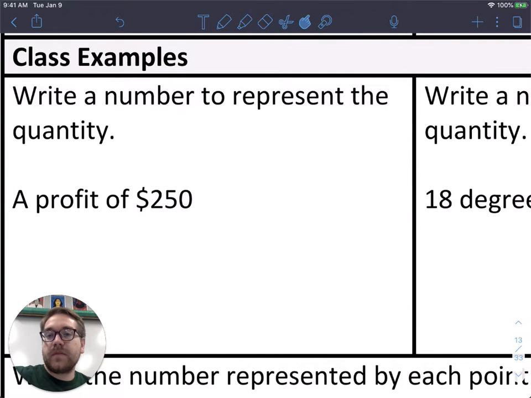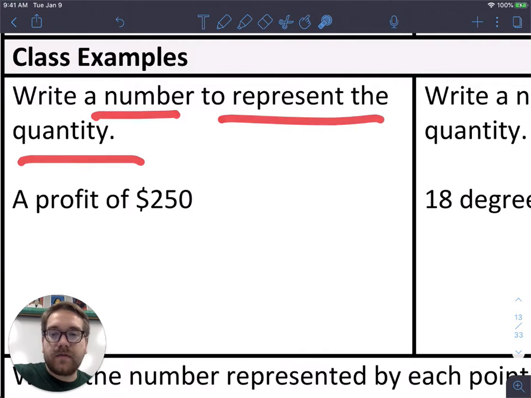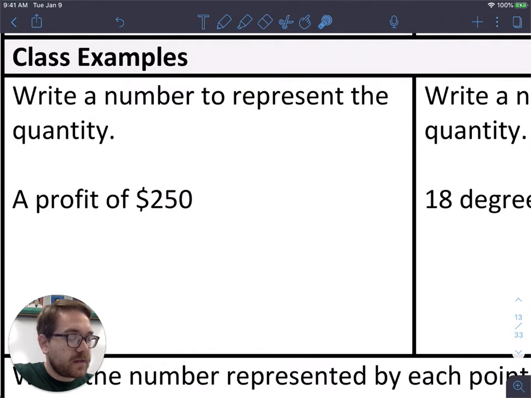So let's look at a few examples of how we write numbers and how we can represent them and think about them. In this example, it says to write a number to represent the quantity that's given to us. What's given to us is a profit of $250. Remember that the word profit means that you made $250, that you would have a positive $250.